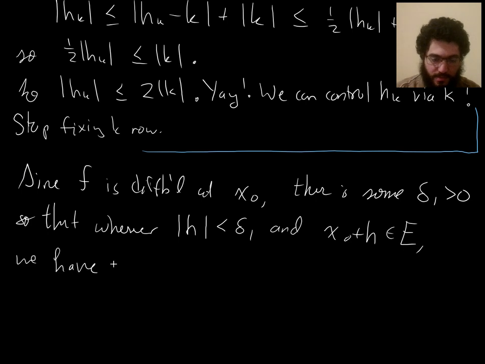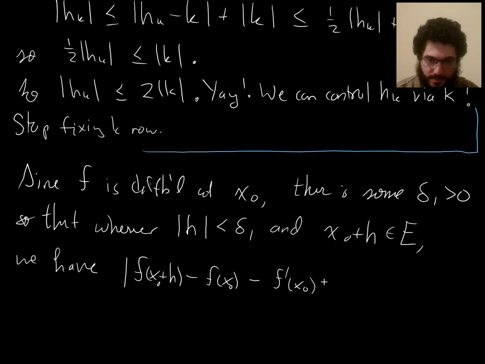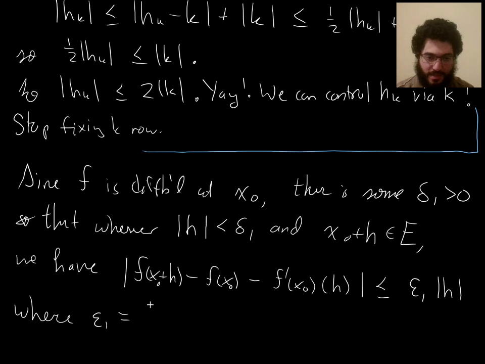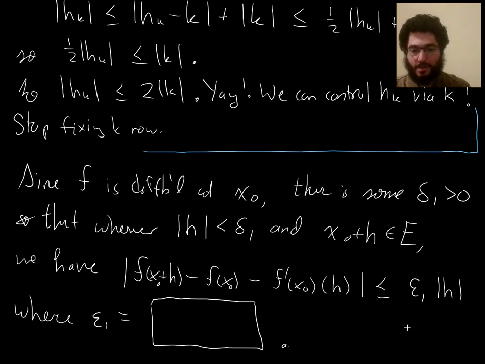We have, and then here's what it provides. The norm of f of x0 plus h minus f of x0 minus f prime of x0 applied to the vector h is less than or equal to epsilon times the norm of h, except I don't want to use that epsilon I fixed at the beginning. I'm allowed to put any positive number I want here, so I'm going to put epsilon 1, where epsilon 1 equals, and I'm going to decide later what it is. So we'll fill in that box later when we find out what should go there. So this is using the differentiability of f at x0.